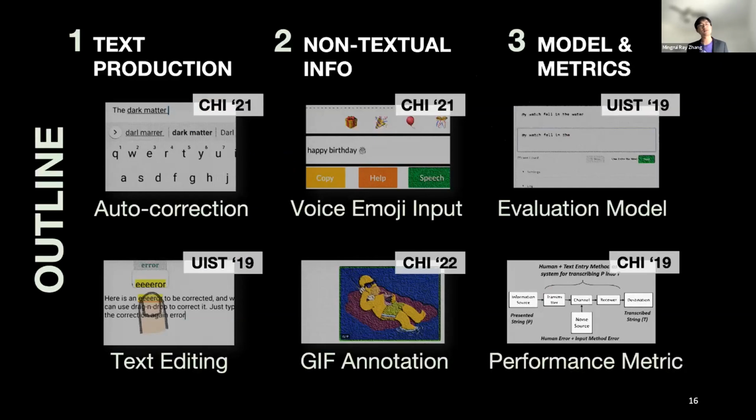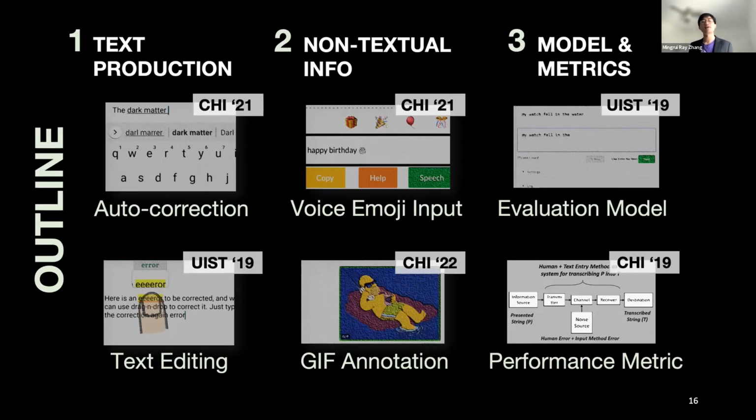So today, I'm going to focus the talk on 3 domains of my efforts towards human-like communication. The first one is text production. I will introduce 2 projects that utilize the language context to understand the users when they are typing or editing the text. And the second one is for non-textual information, such as emojis and GIFs.